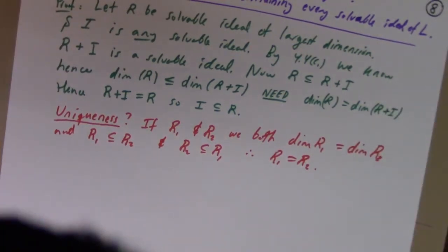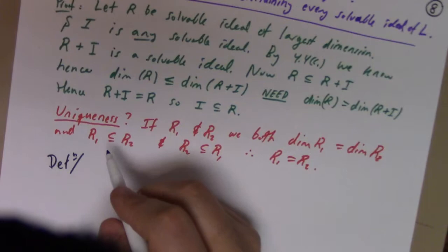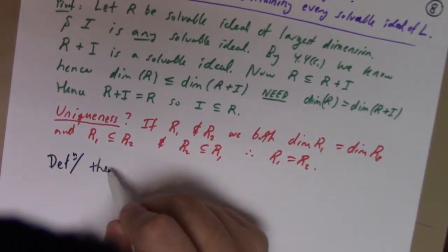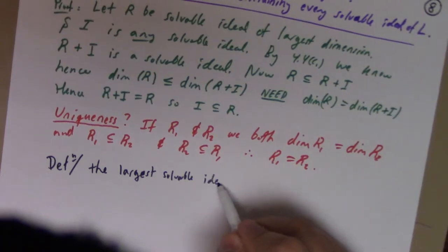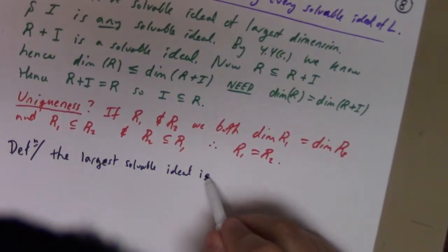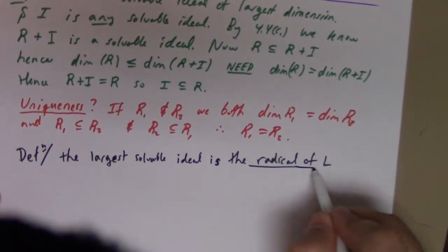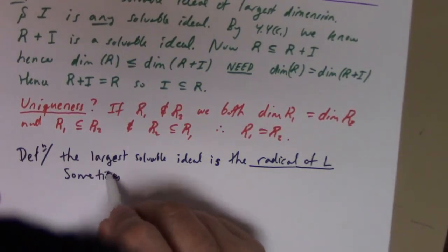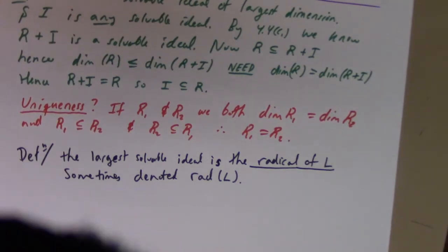Number 8. Okay, and then this actually leads to something very interesting. The largest solvable ideal has a name. Definition: the largest solvable ideal is said to be the radical of L, sometimes denoted rad. The radical will turn out to be an essential tool in helping to describe the finite dimensional Lie algebras, and it also suggests the following definition.